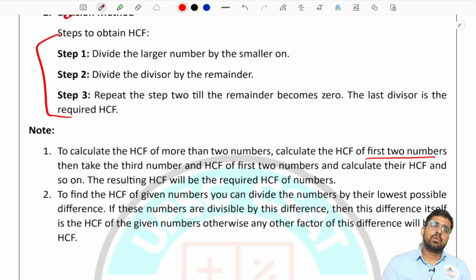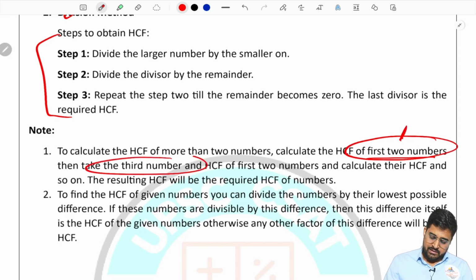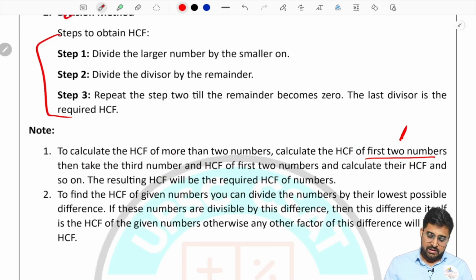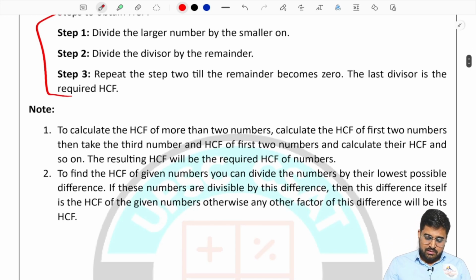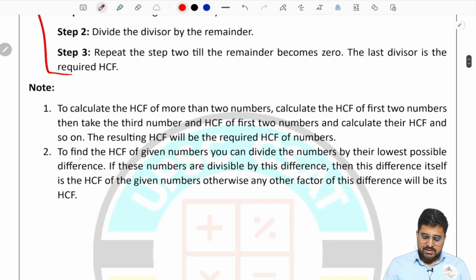Don't just jump and compare all three. Don't do this. Try to solve the first two, then whatever you get from there, compare with the third one. That's what the statement means. We will do the example, then you will get clarity. And what the second says: to find the highest common factor of given numbers, you can divide the number by the lowest possible difference.